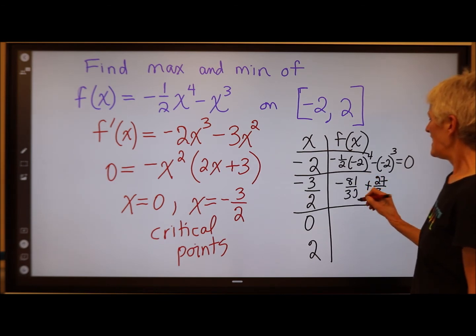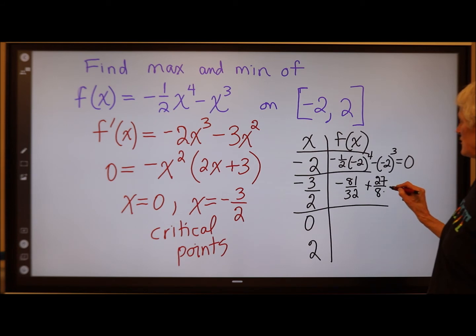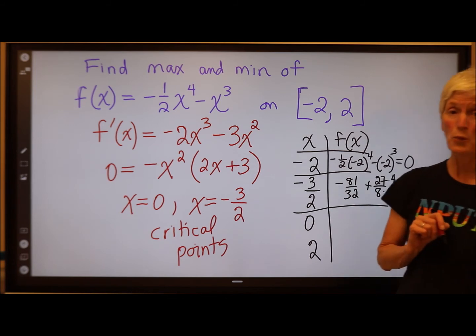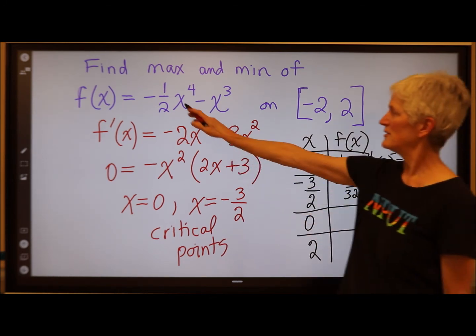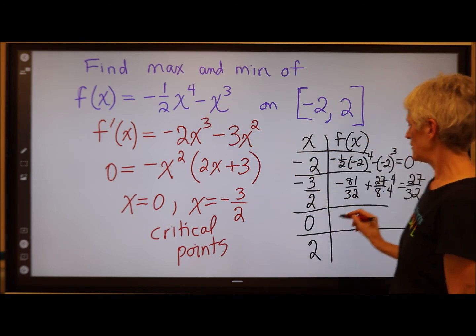-81/32. I'm going to get a common denominator, so I'm going to multiply everything by 4 here. If you do the math here, I think you're going to end up with, drum roll please, 27/32. All right, 0, that's much easier. 0 minus 0 is 0.